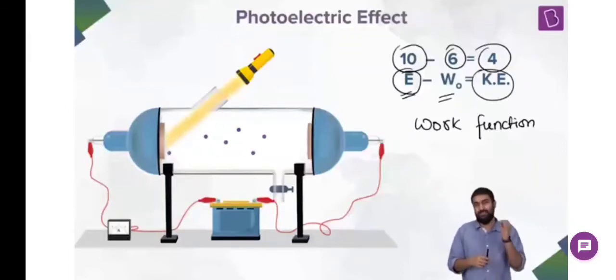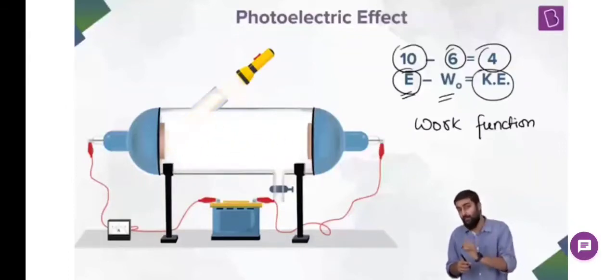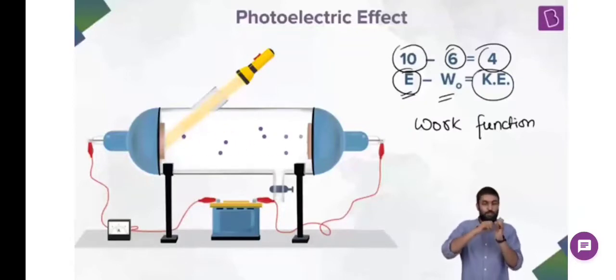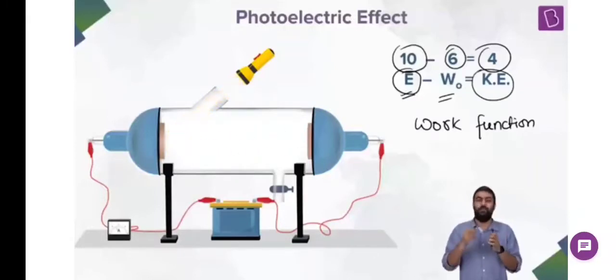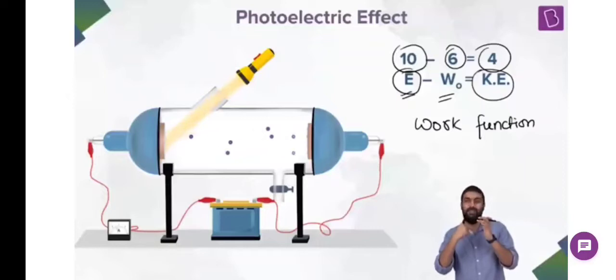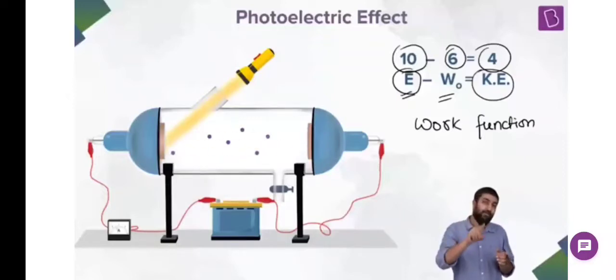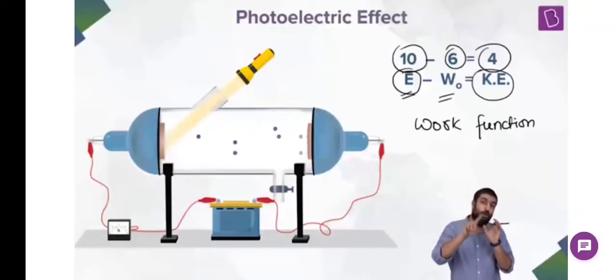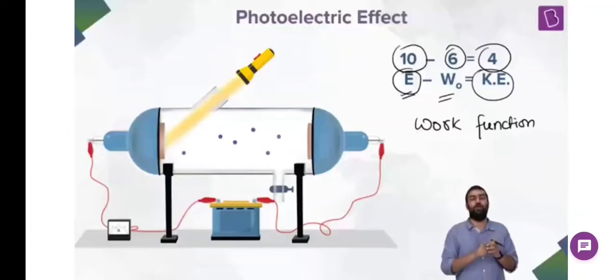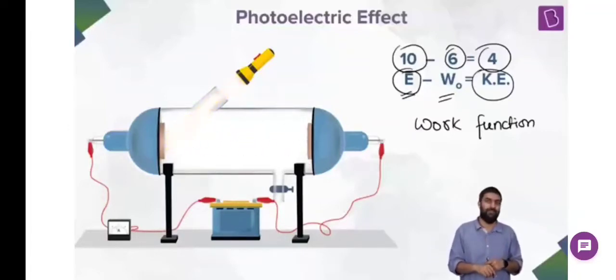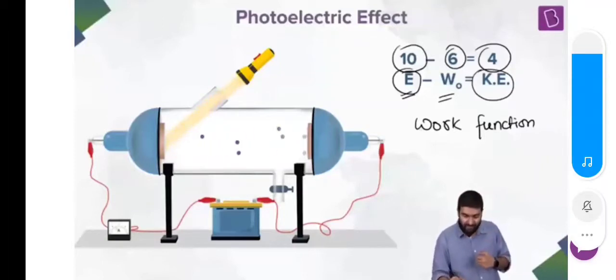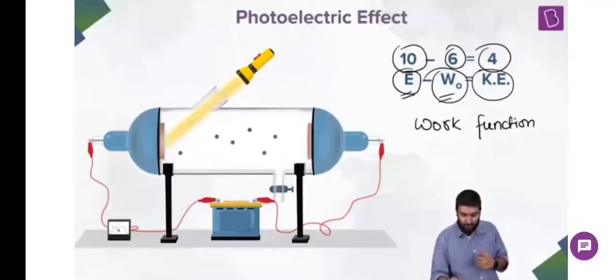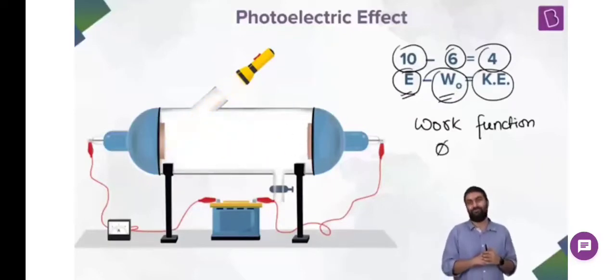Now work function is essentially defined as the minimum energy required to pluck one electron out of the plate. Or pluck might not be the correct word: the minimum energy required to remove an electron out of the plate. Alternatively, it can be phrased as the energy required to remove the most loosely held electron on the surface of the plate. This is represented as W naught, and many times it is also represented as phi.